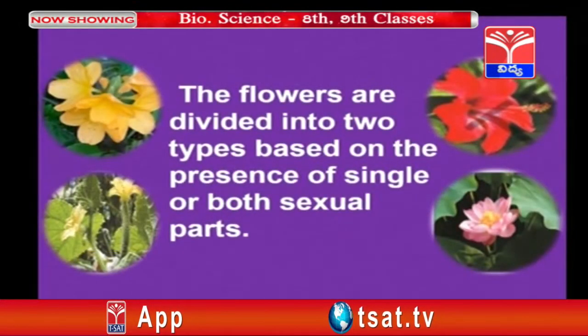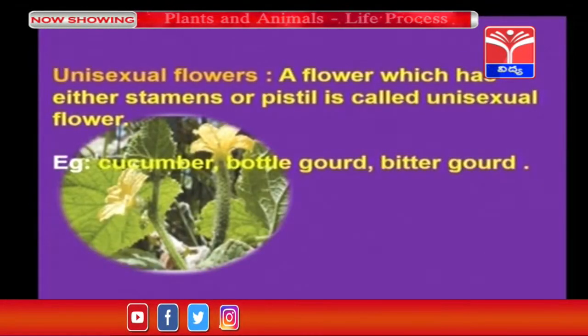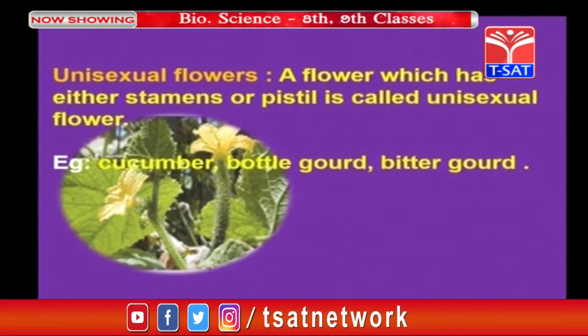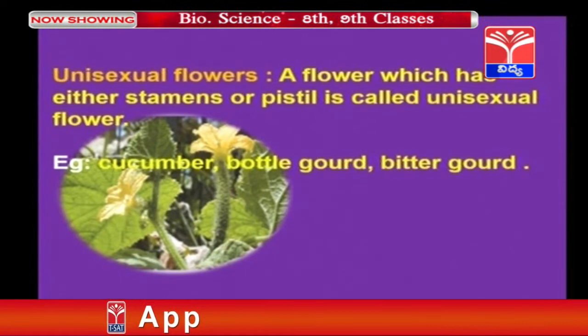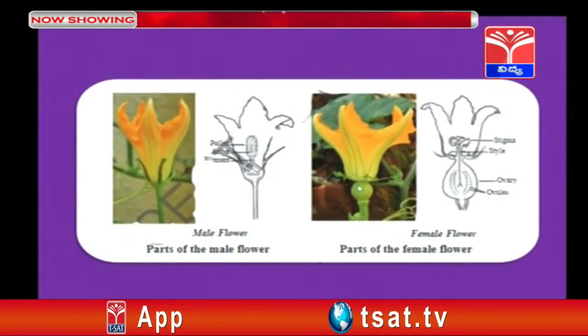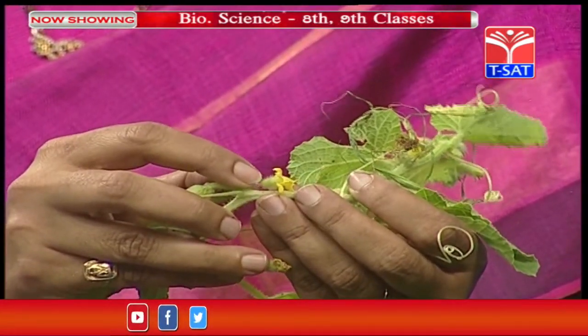Flowers are divided into two types based on the presence of single or both sexual parts. Unisexual flowers are flowers which have either stamens or pistil. Examples are cucumber, bottle gourd and bitter gourd. Observe here, children, this is the male flower and this is the female flower. Observe here, children, this is the male flower of the plant.